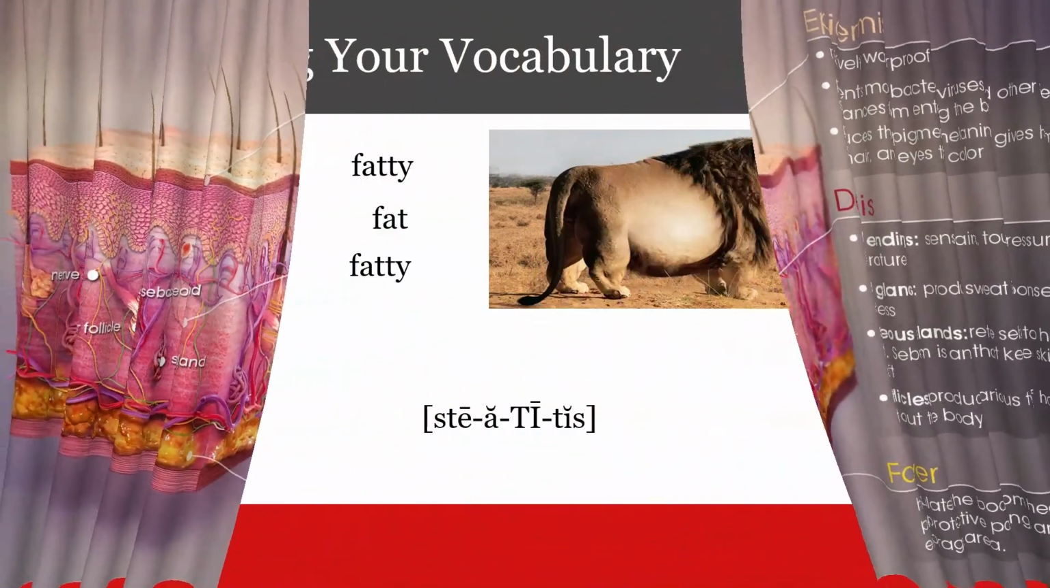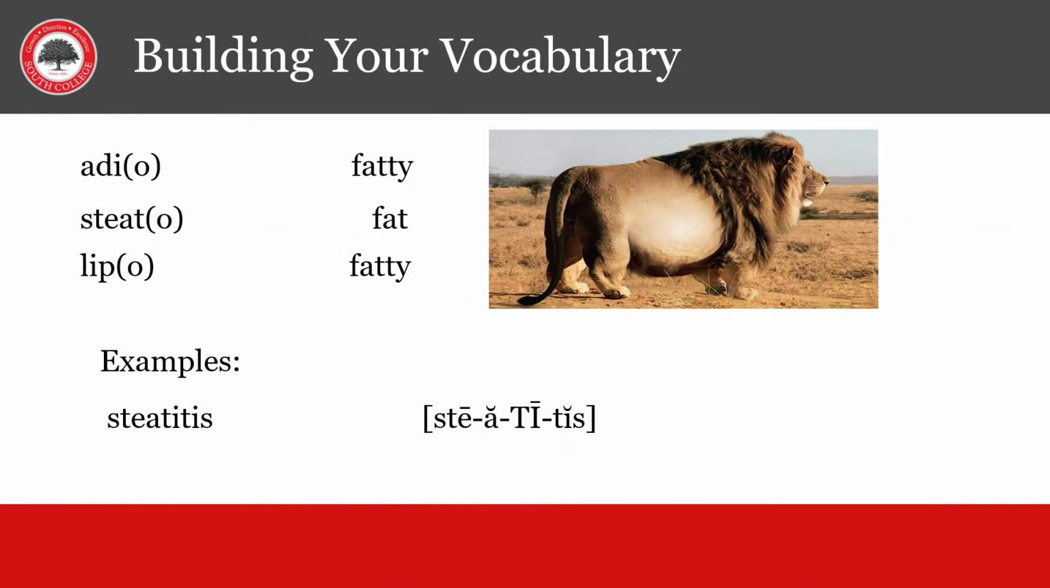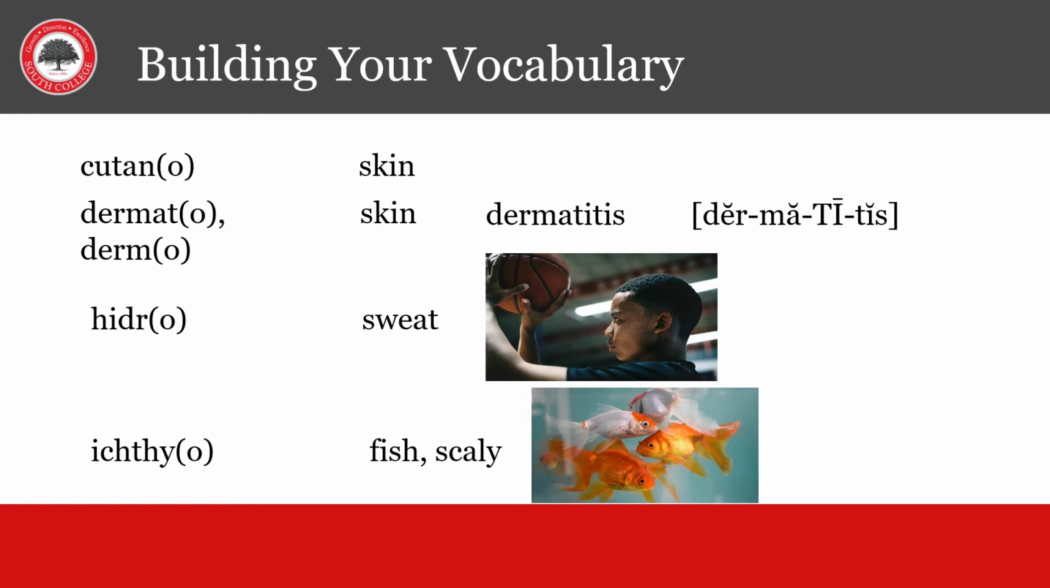Now onward to your vocabulary terms. Adipo means fatty, like our lion friend here. But so does steato and lipo. You see our first examples here, but there are other examples like lipid, liposuction, adipose. Cutano, dermato, and dermo all mean skin, like in dermatitis, as we add the suffix itis to make inflammation of the skin, or dermatitis. Hydro means sweat, and ichthyo means scaly, like a fish.